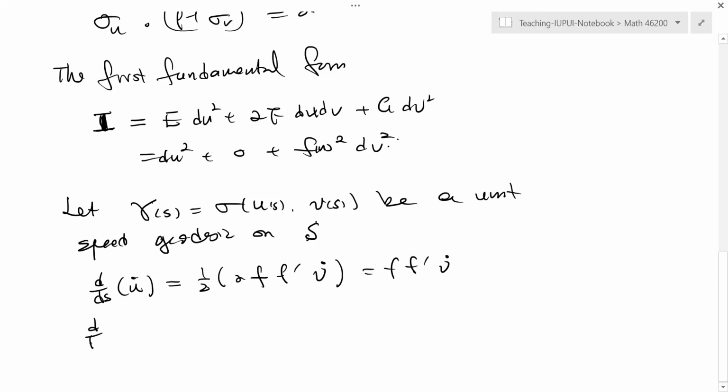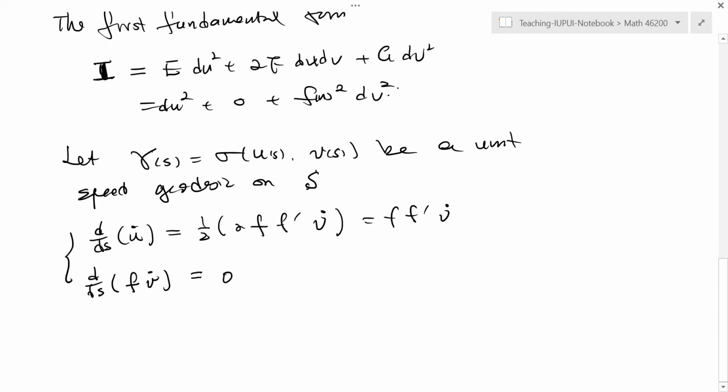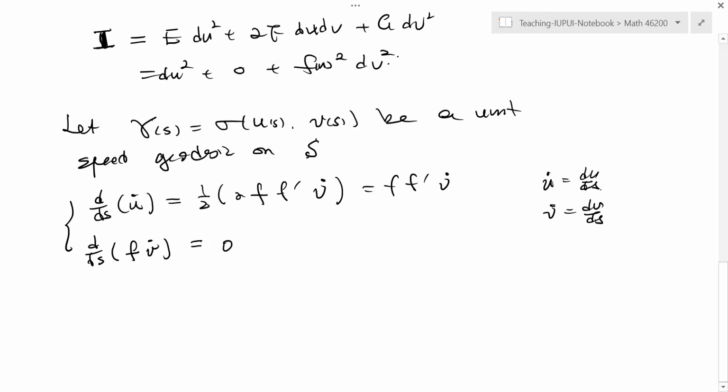And then the second equation: F is 0, G is going to be F, right? So that is going to be, I think they're all equal to 0. So those are the two equations, simplified. Here u dot is du/ds, v dot is dv/ds. When there's a derivative with respect to arc length, I usually use a dot.